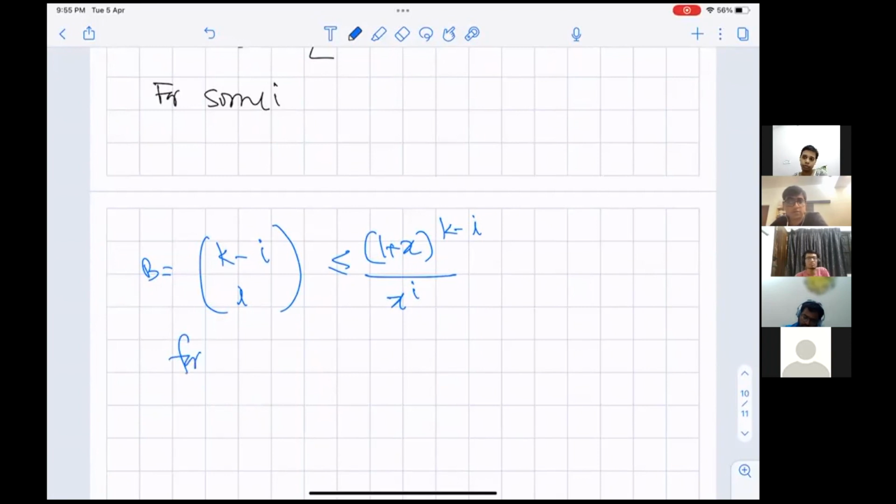This is true for any x greater than 0. This quantity is less than this quantity for any x greater than 0. Let's see if anybody figures this out. For any value of x greater than 0, up to you, you choose, this statement is true. Yes, it is true.